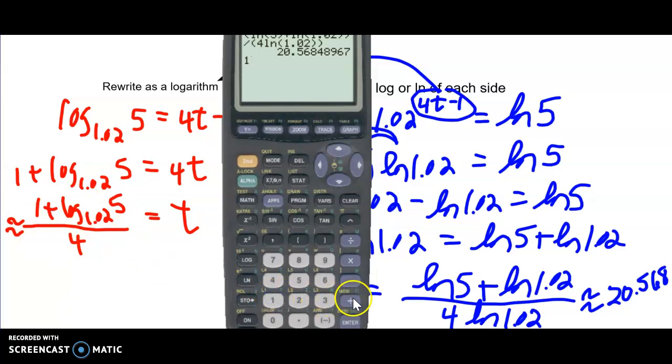Okay, so we got 20.568, and now we want to do this one. We want to go 1 plus, now remember to do log base 1.02 of 5, we take log of 5 divided by log of 1.02. Okay, so that's the numerator. And then we divide that by 4. 20.568. Look, they're the exact same number. It doesn't matter whether we do it this way or this way, but you have to be able to do those on your calculator correctly.